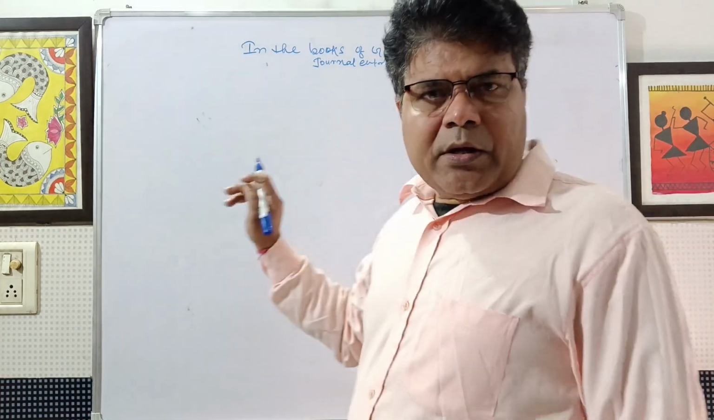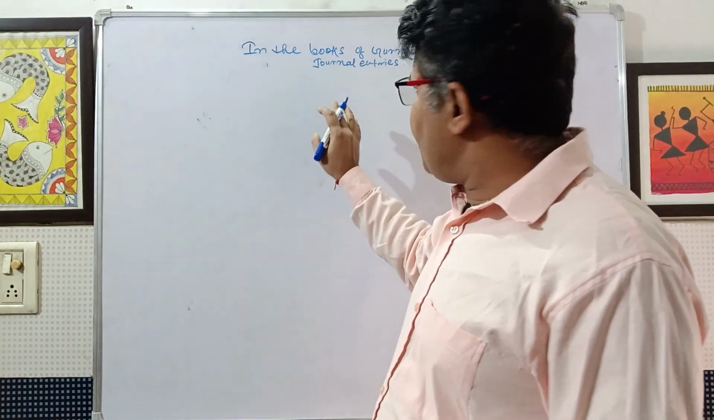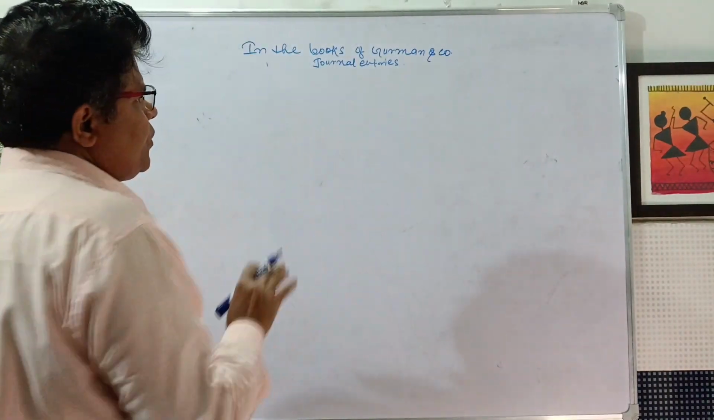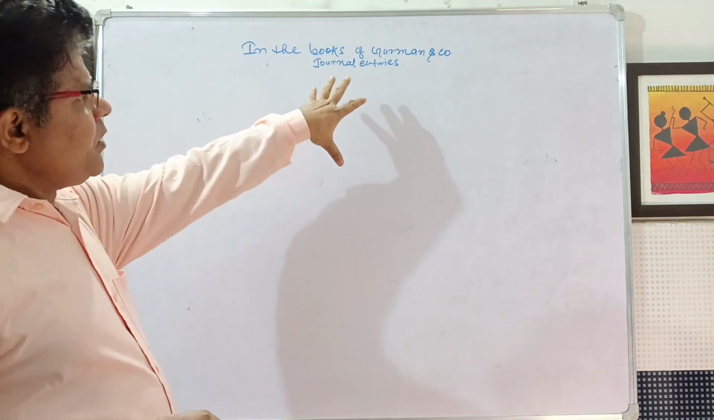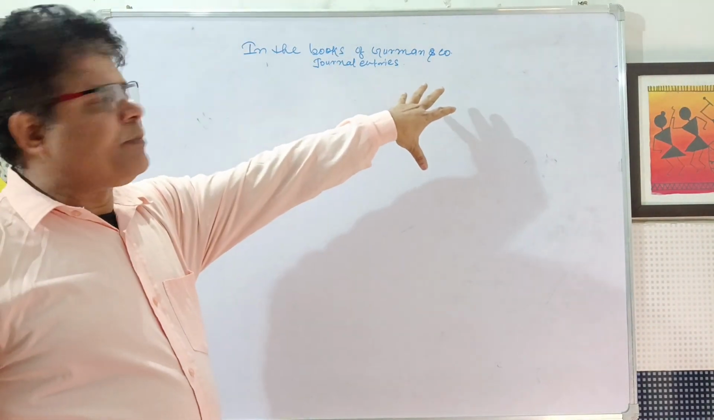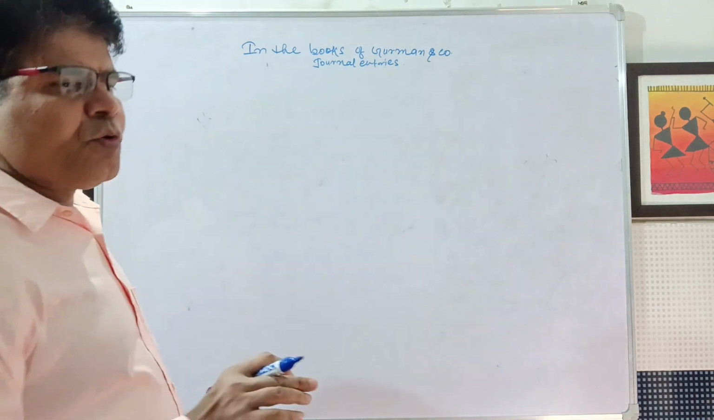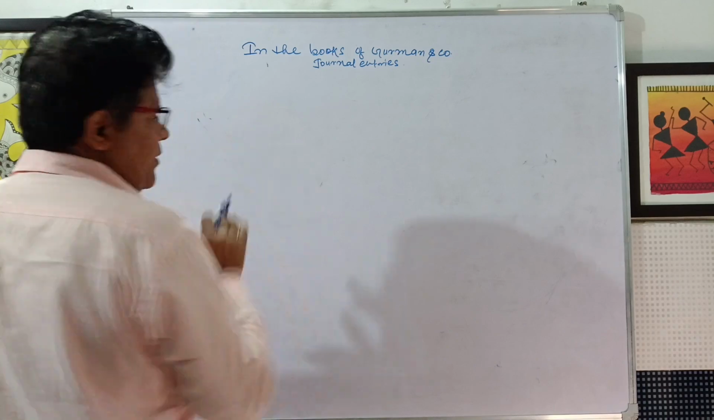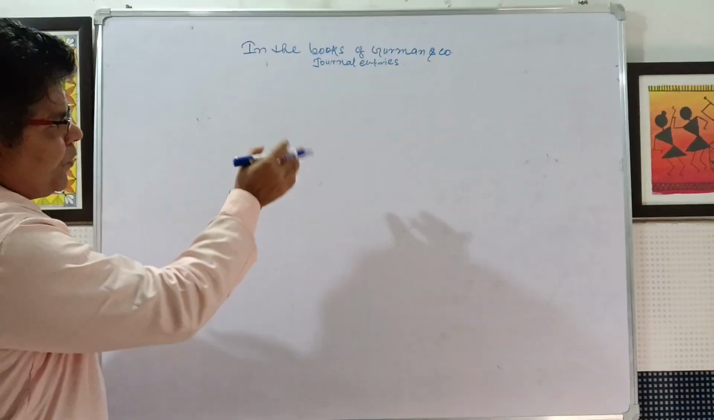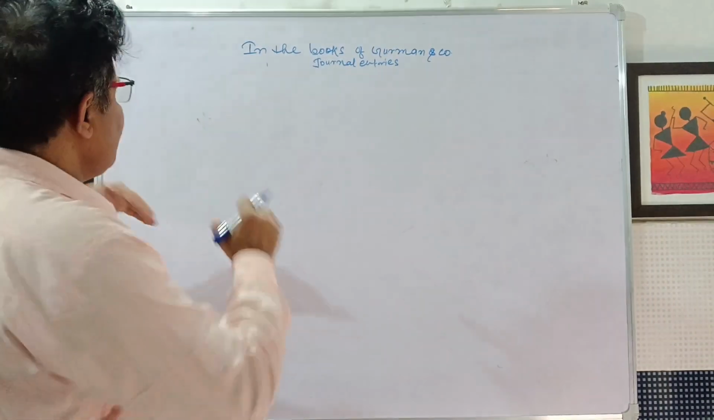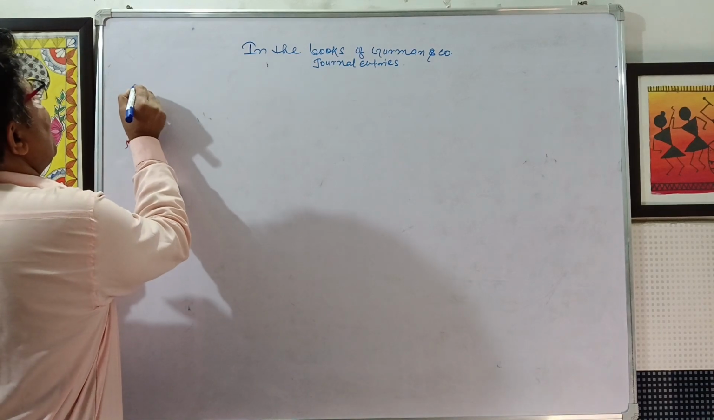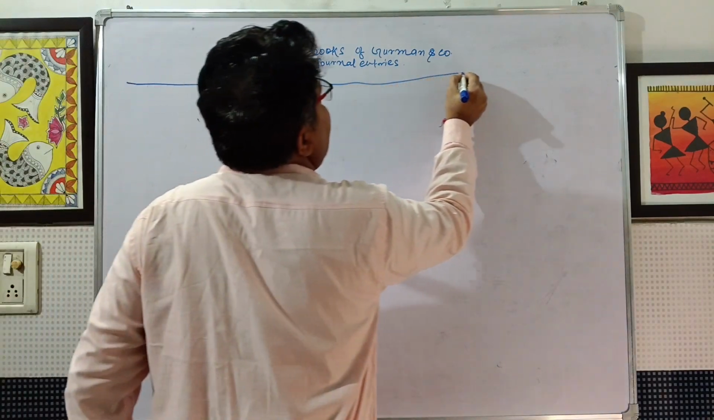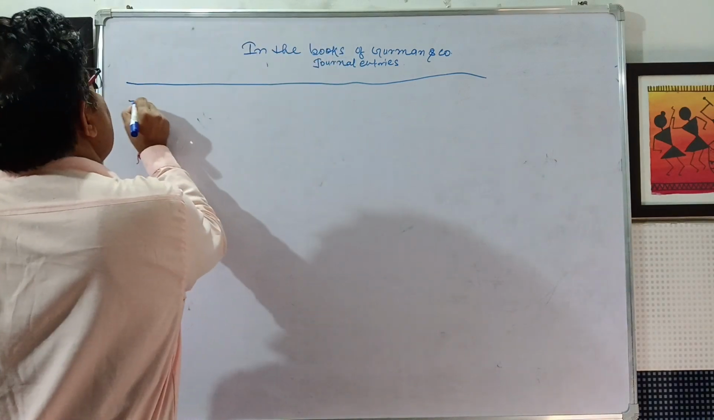We are going to start the numerical problem of the general entries. First you have to understand: Gurman and Company started a business with cash, rupees 1 lakh. Before making the journal entries, you make the format. So this is the format.